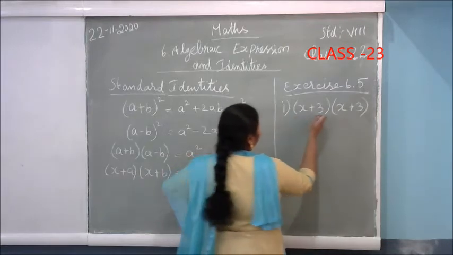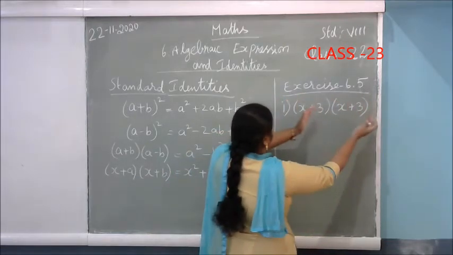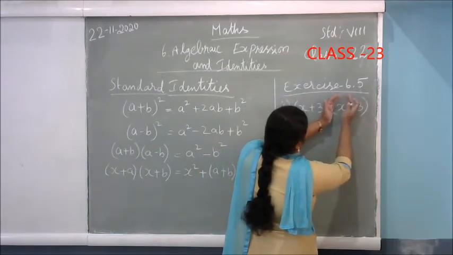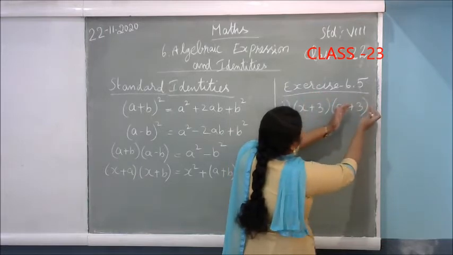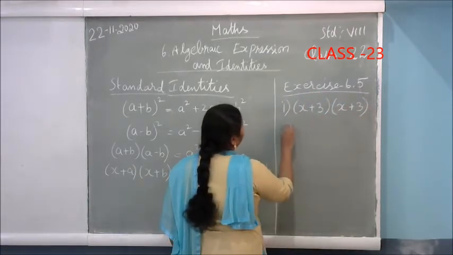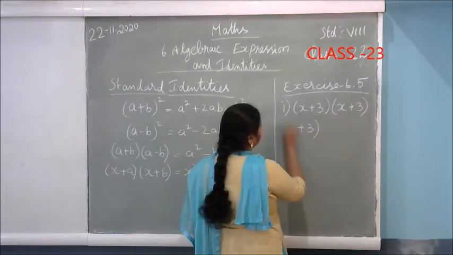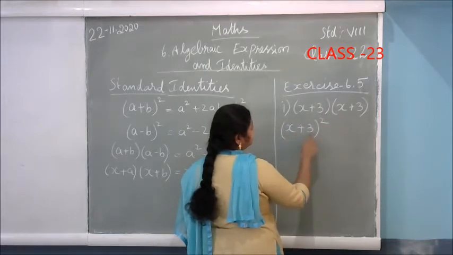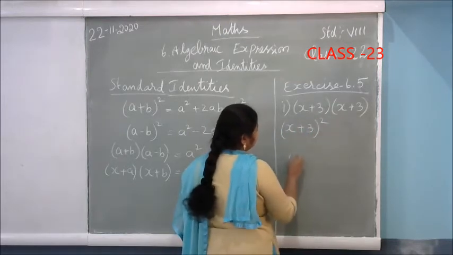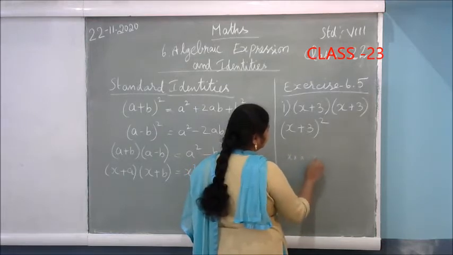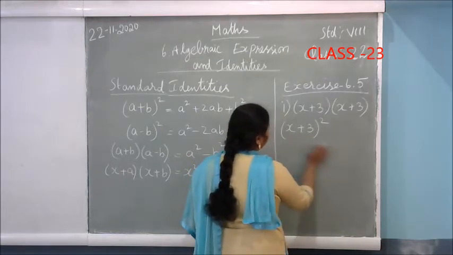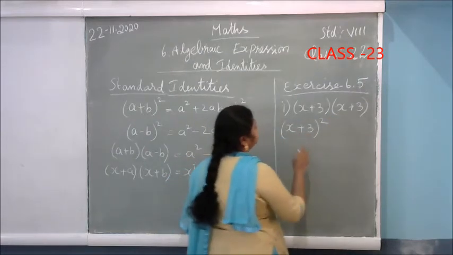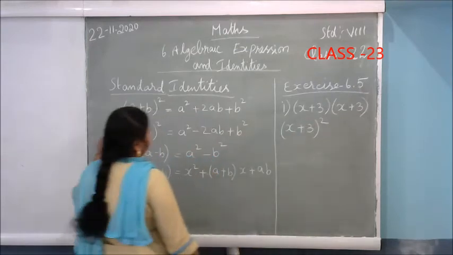First see the two expressions; the two are the same only. The first expression has first term x and second term 3, and the second expression also has first term x and second term 3. So you can write this as x plus 3 the whole square. x into x means what will come as the answer? x square. The same way, x plus 3 into x plus 3 means x plus 3 the whole square, you can write.